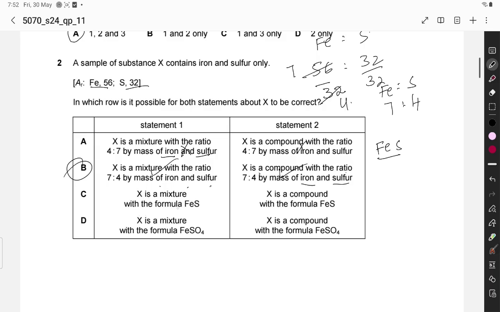So X is a mixture with the formula FeS. The mixture has no chemical combination, so iron and sulfur will be separate. But X is a compound with the formula FeS. This is correct, but this is incorrect. X is a mixture with FeSO4, this is incorrect because oxygen is not there. X is a compound with the formula FeSO4, this is also incorrect because only iron and sulfur are present, so iron sulfate cannot be formed. So that's why B option is the correct option.